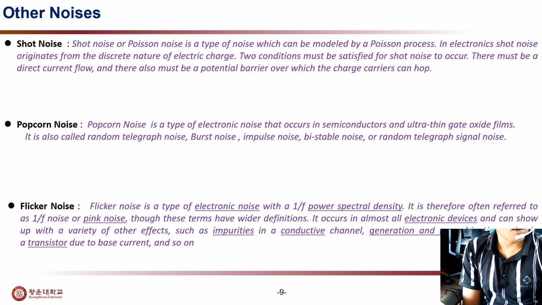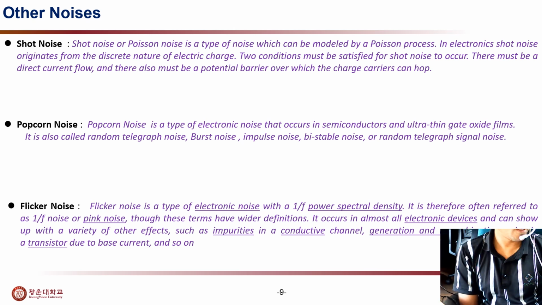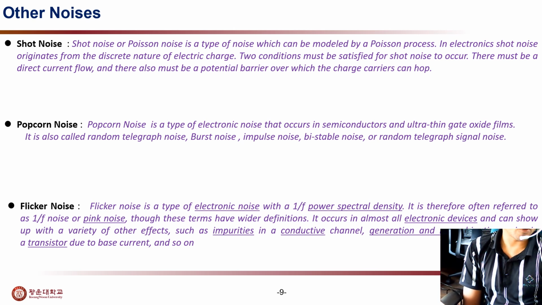In case of popcorn noise, it is a type of electronic noise that can occur in semiconductors and ultra-thin gate oxide films. It is also called random telegraph noise, burst noise, impulse noise, bistable noise, or random telegraph signal noise. Finally, I will discuss the flicker noise.